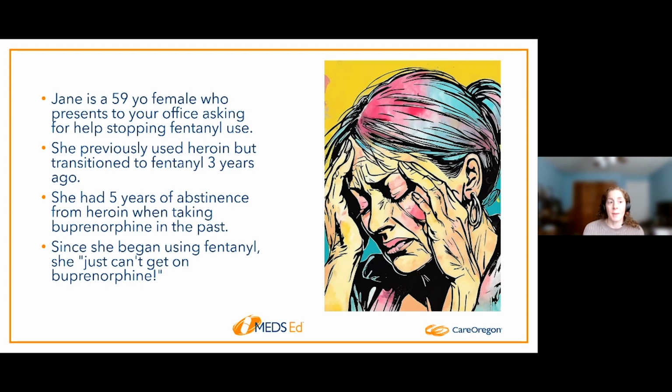She's had 5 years of abstinence in the past when she was using heroin and was stable and taking buprenorphine. She was on a stable dose and said, boy, that really worked well for me. I really want to get back on buprenorphine. But ever since I started using fentanyl, I just can't do it. This is different. I'm struggling in a way I didn't expect.